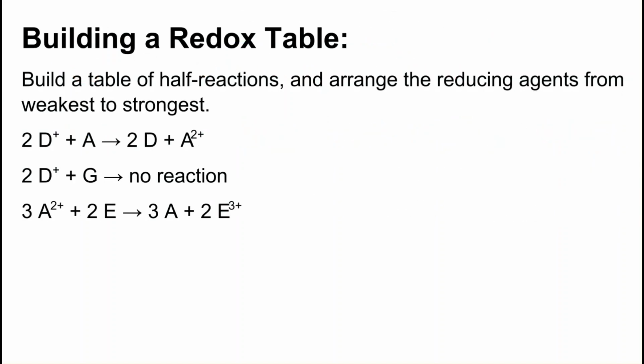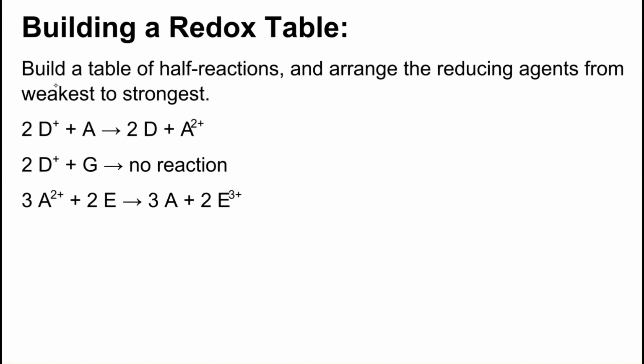The next major topic in this unit was building a redox table, or using spontaneous and non-spontaneous reactions to build a redox table. So it says build a table of half reactions and arrange the reducing agents from weakest to strongest. So find all the reducing agents and arrange them from weakest to strongest. As long as you understand that a redox table or a table of half reactions always has the oxidizing agent on the left, the reducing agent on the right.